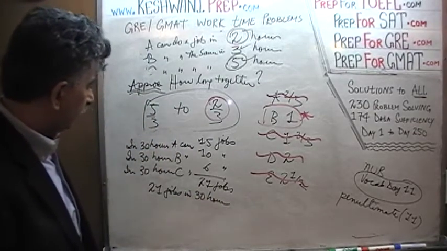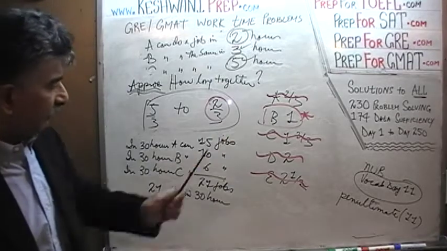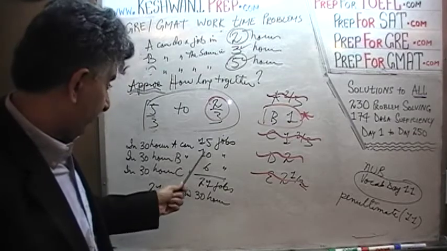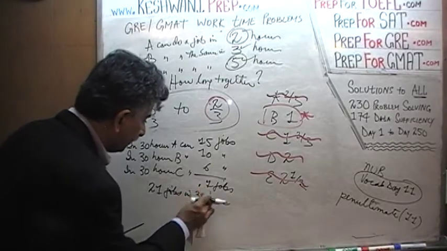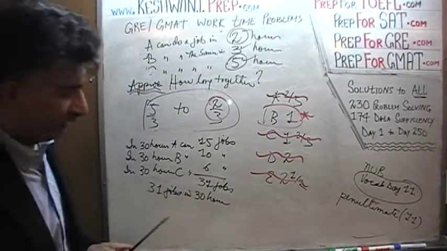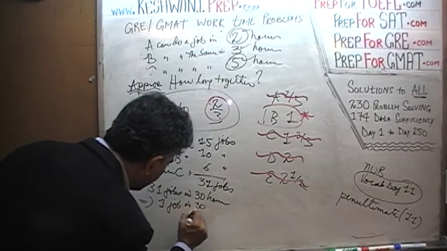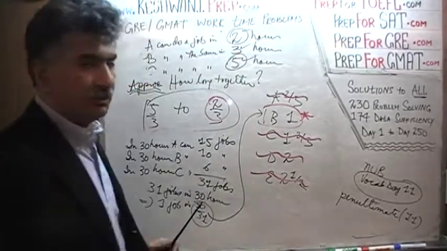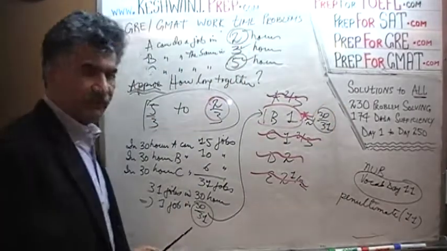I think something has gone wrong here. Did I make a mistake in my addition? I must have, because what I'm getting here does not fit. 15 plus 10 is 25. If 15 plus 10 is already 25, then plus 6 cannot be 21, can it? It's 31. 31 jobs in 30 hours, obviously, therefore they can do one job in 30 over 31 hours. The closest one that you can find, 1, is approximately 30 over 31. The answer is B.